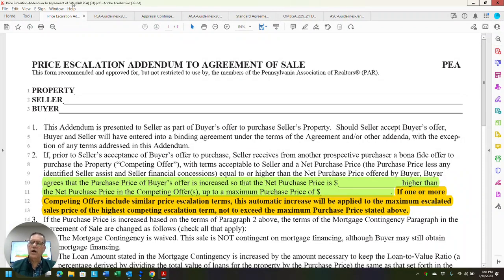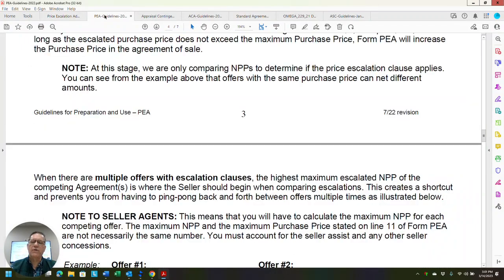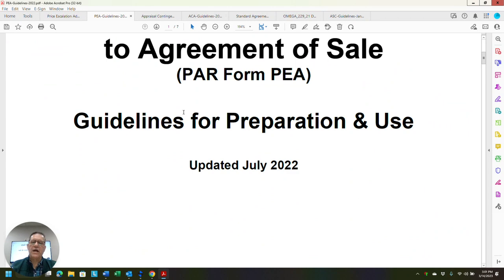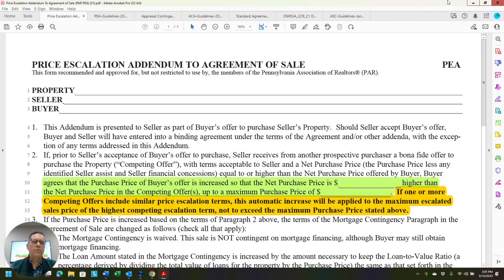So on that note, that's the price escalation agreement. If you have any questions, again, feel free to reach out. We're more than happy to help you with it. If I'm not available, you can also reach out to Angela for that assistance. Please don't do your first price escalation agreement, or any document that you use for the first time, solo. Please get some guidance on it, if not from anywhere else, at least from the PAR's guidance for preparation and use. Thank you for your time, and I hope you enjoyed the training video.